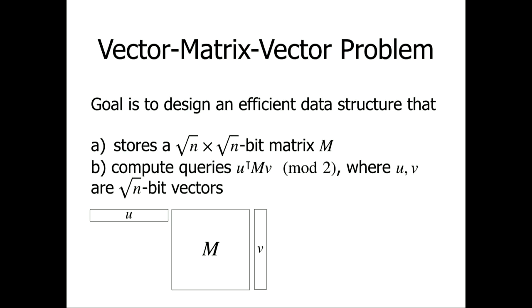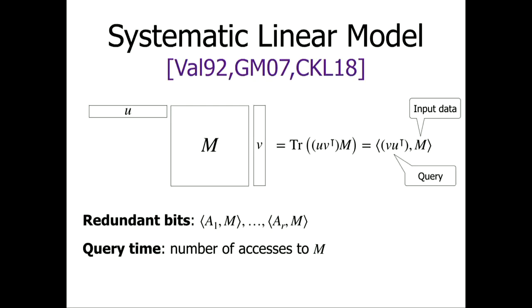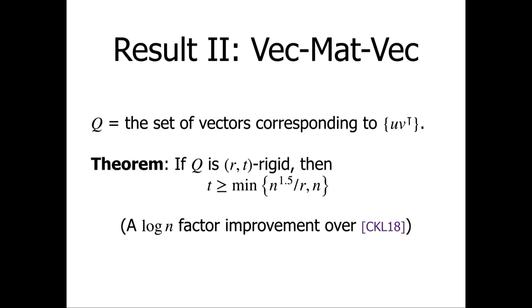And this is actually a linear problem, because u transpose M v is nothing but the trace of a product of two matrices, which is nothing but an inner product. Okay. So now in the systematic linear model, you want to store R bits on the side, which are inner products of M with a_1 through a_R, and you access a subset of these redundant bits along with the entries of the matrix, and you'd like to compute this inner product. Okay. Good.